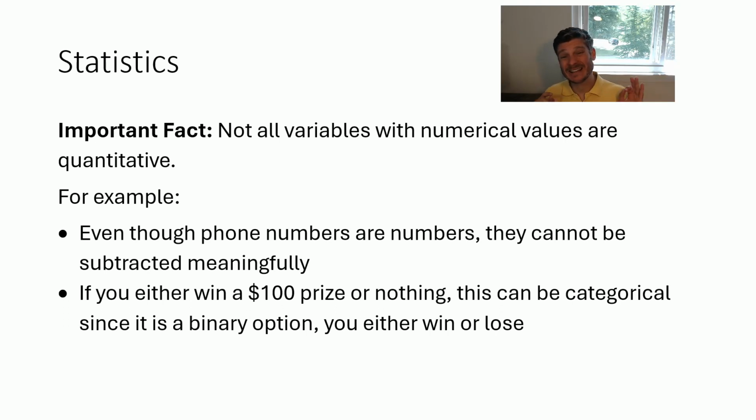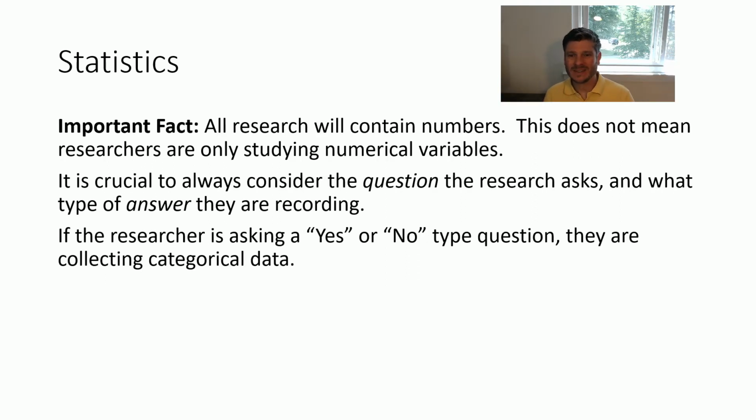And usually that is the first step in almost every statistical problem, to just understand, well, what is the variable that I am looking at? What kind of data am I collecting? Am I collecting number data, right, where I'm looking at a bunch of numbers, or am I collecting category type answers? Now, this is important because all research is going to contain numbers. And that doesn't mean that we're studying only numerical variables.